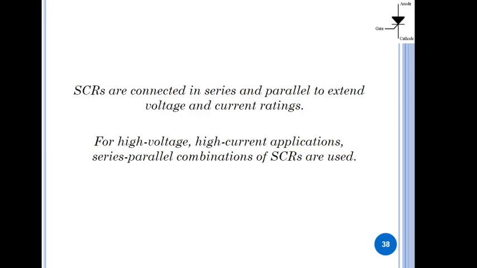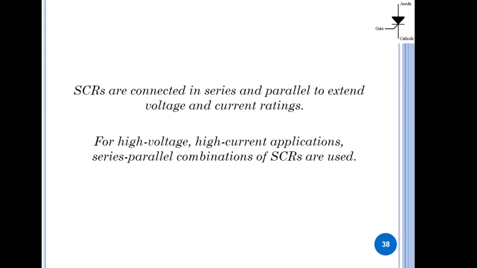So what is meant by series connection and parallel connection, or what is the need for series and parallel connection of SCR in power electronics? If you want to increase the voltage rating capacity, in such a case we connect a number of SCRs in series combination. For high voltage requirement, we connect SCRs in series, while to increase the current rating or for high current application, we use the parallel connection of SCR. In simple words, SCRs are connected in series and parallel to extend the voltage and current rating.